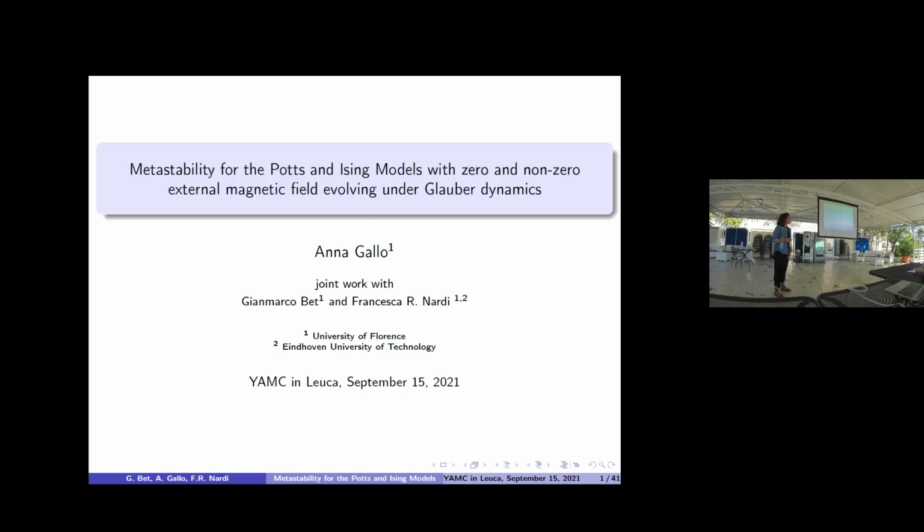Good morning. I am Anna and I come here to Florence. My talk is focused on metastability for the Potts and Ising models with non-zero external magnetic field evolving under Glauber dynamics.